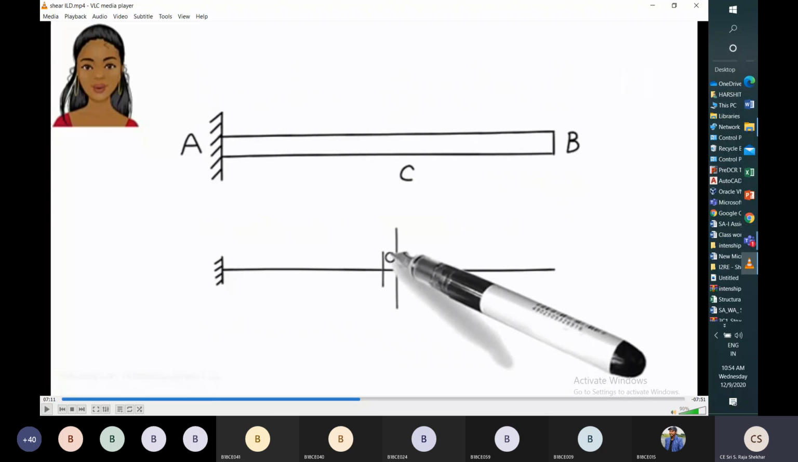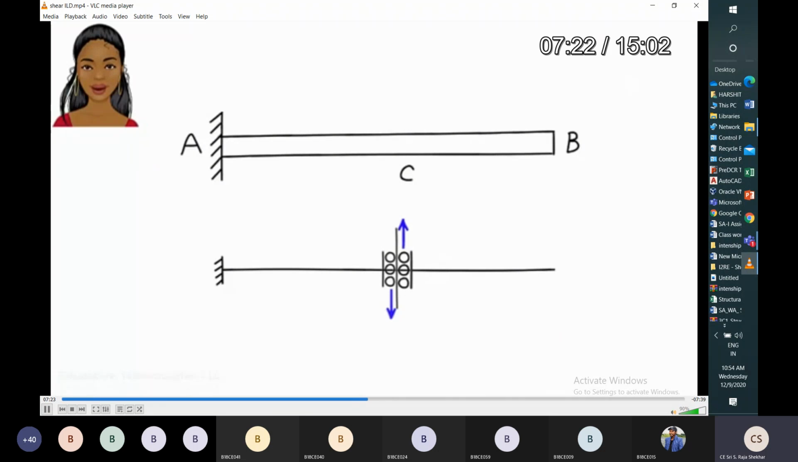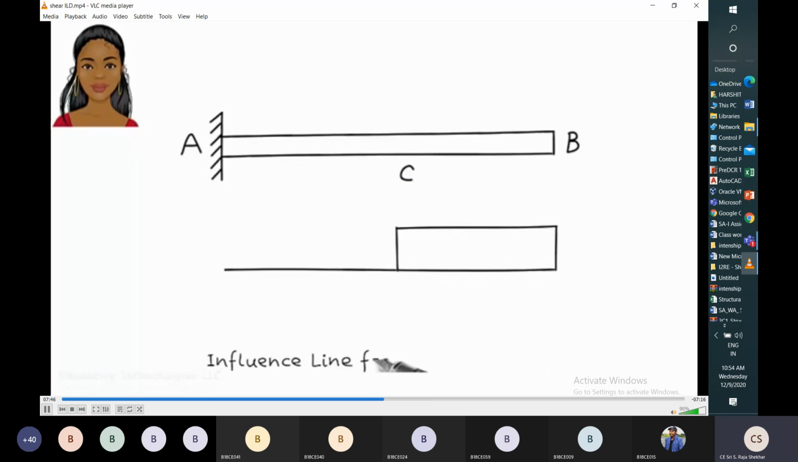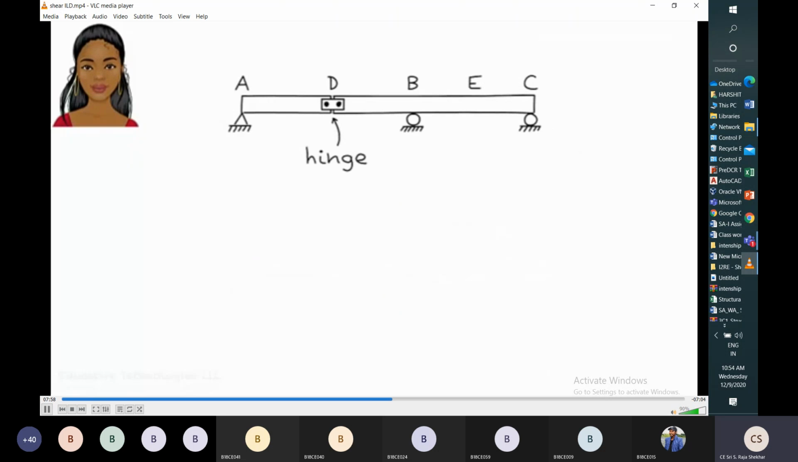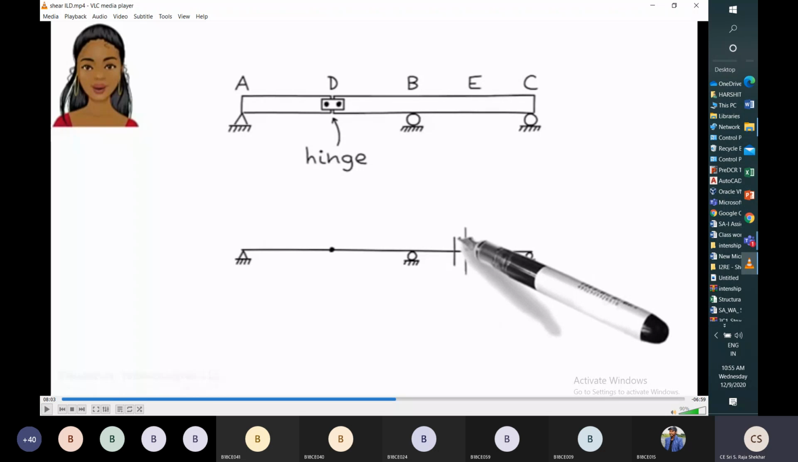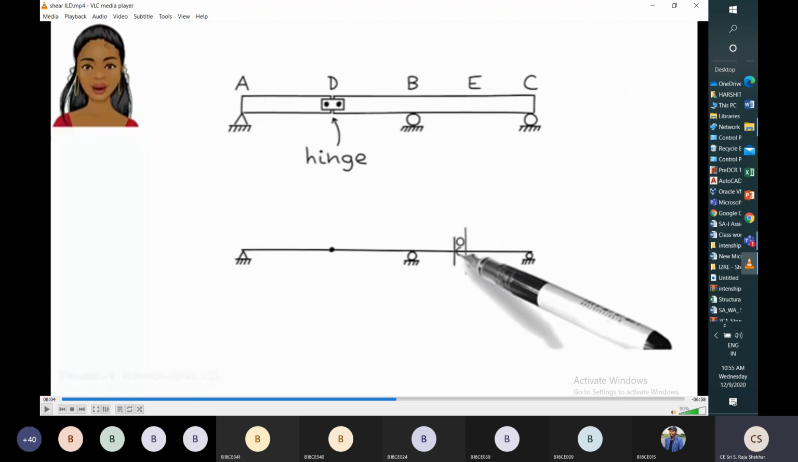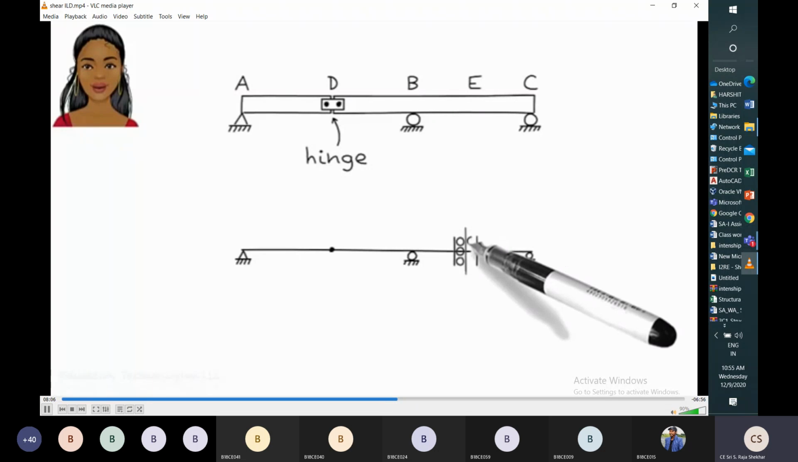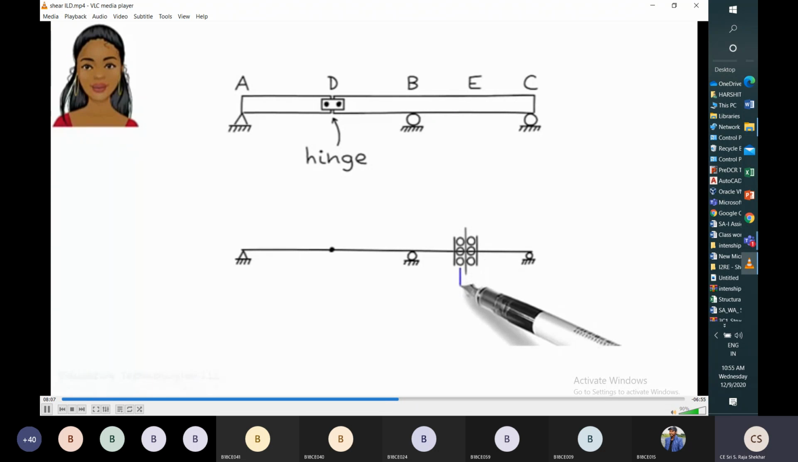Now I want to calculate the shear influence line for the cantilever beam. A pair of vertical rollers is applied for positive shear. So this is the variation of the influence line for section C. Now I want to draw the shear influence line for section E. For that, a pair of rollers is subjected to positive shear.